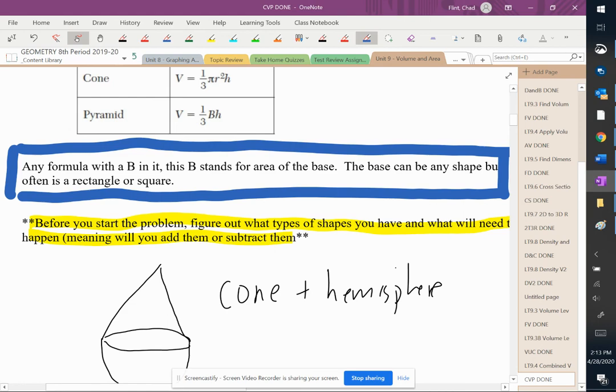So look out for those few things, try a few of these problems, and then see what happens with the Schoology quiz.